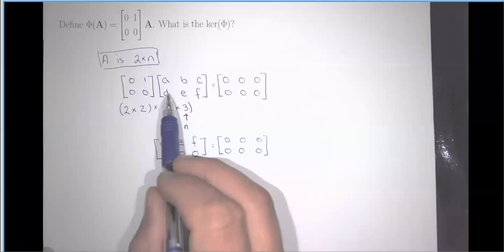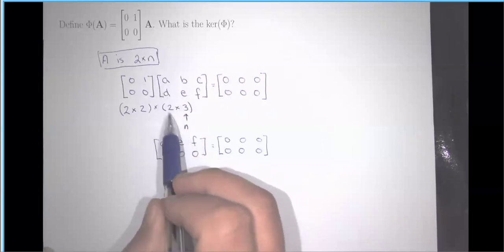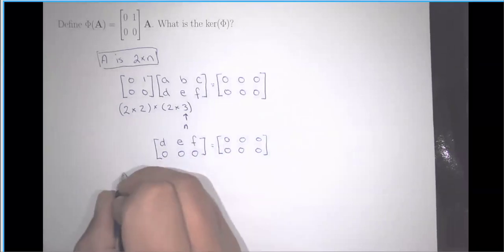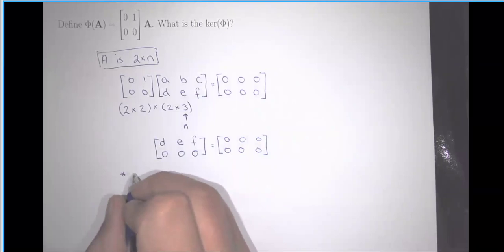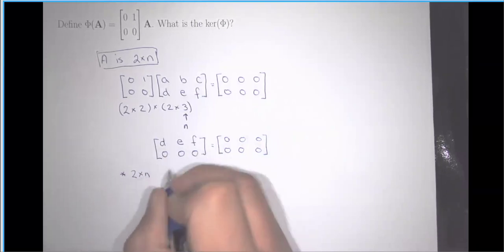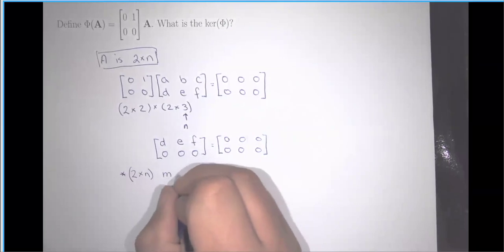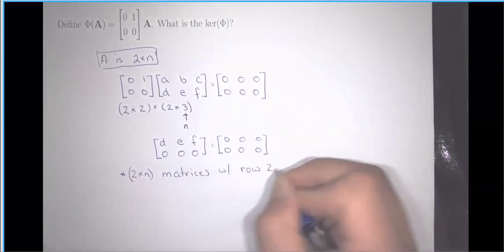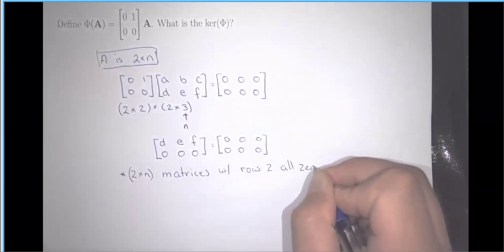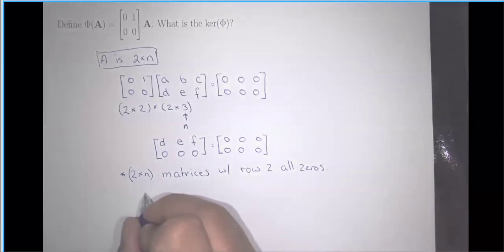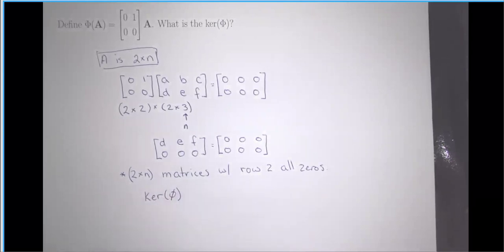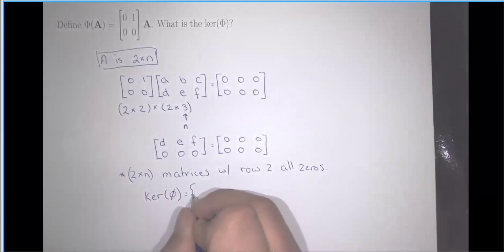Now we notice that this matrix had to be 2 by n. So 2 rows, n columns, this could be as many columns as we want, but that second row then has to always be 0. So if we think about this just in terms of words, it's got to be 2 by n matrices with row 2 all zeros. Which means the kernel of this transformation has to be the set of matrices A.